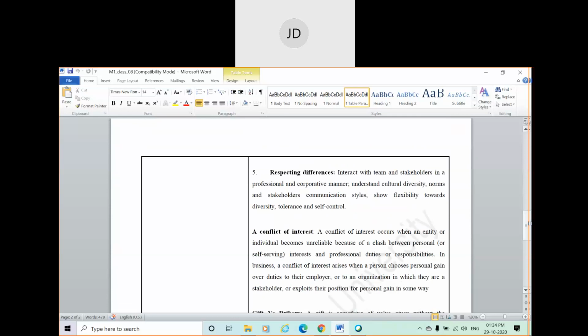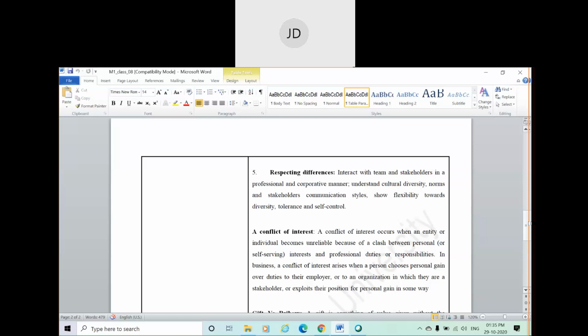A conflict of interest occurs when an entity or individual becomes unreliable because of a clash between personal interest and professional duties or responsibility. If you are following professional responsibility, then there should not be any conflict of interest. And if you hear about conflict of interest in a particular company, that means there must be some error or misunderstanding regarding professional ethics or responsibility. Okay, fine.